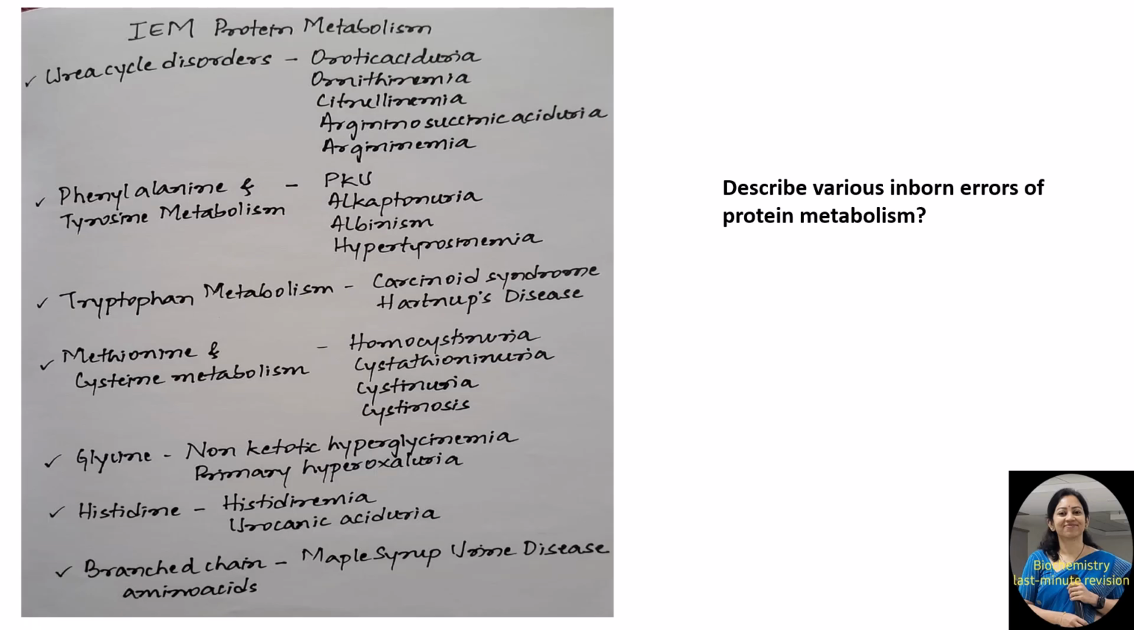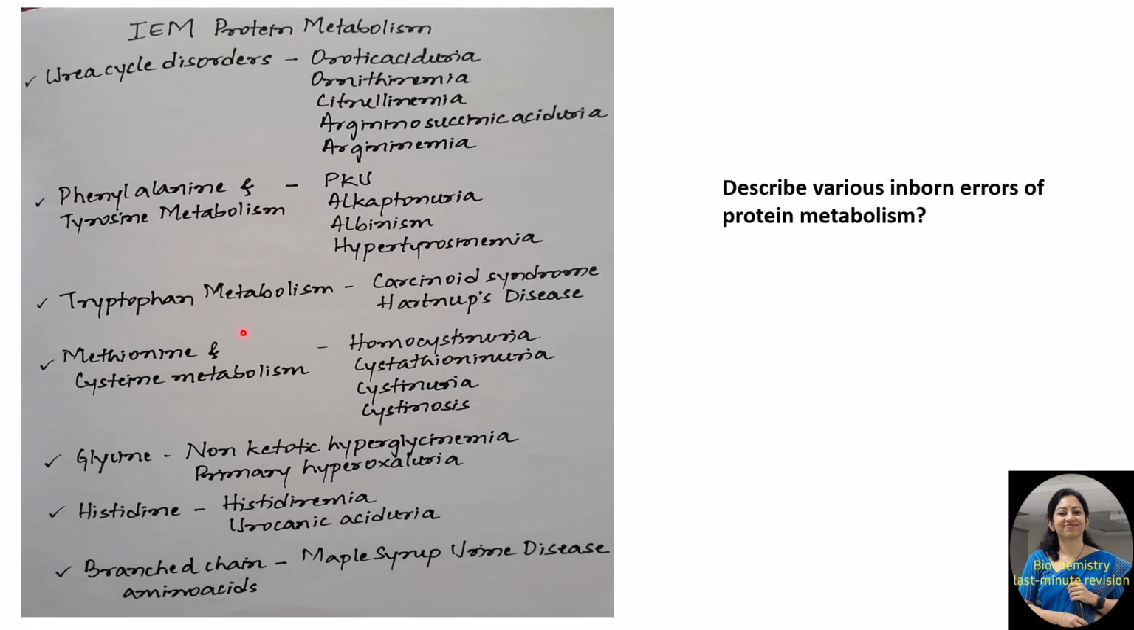Now, coming to metabolism of phenylalanine and tyrosine, these are the inborn errors associated with these two amino acids. Phenylketonuria due to deficiency of phenylalanine hydroxylase. Alkaptonuria due to deficiency of homogentisic acid oxidase enzyme. Then hypertyrosinemia. There are two types of hypertyrosinemia: type 1 and type 2. Type 1 is due to deficiency of fumarylacetoacetate hydrolase, and type 2 is due to deficiency of tyrosine transaminase.